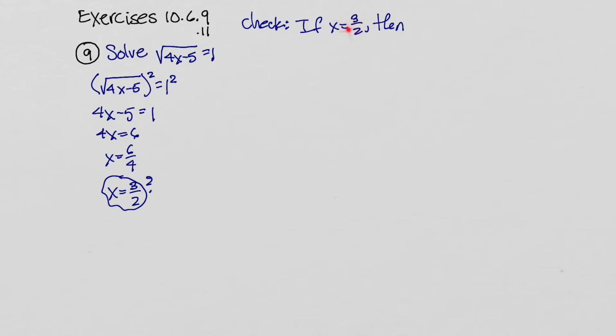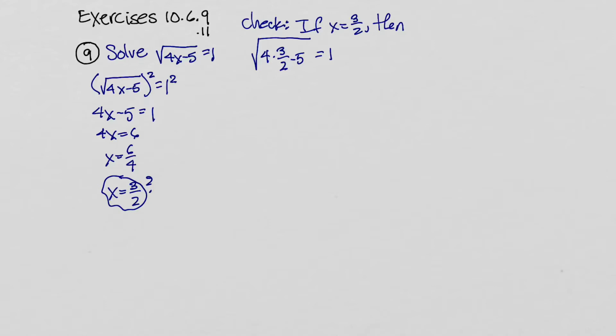okay, let's put this 3/2 back into the original equation. Not anywhere here, but the 3/2 back into the original. It could be that we made an error down here, so we want to put the 3/2, our potential solution, right back here. So that'll give us the square root of 4 times 3/2 minus 5 equals 1.